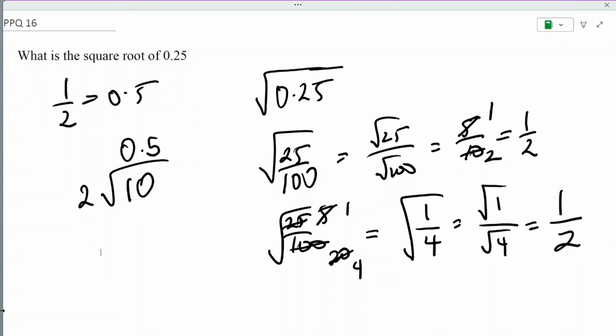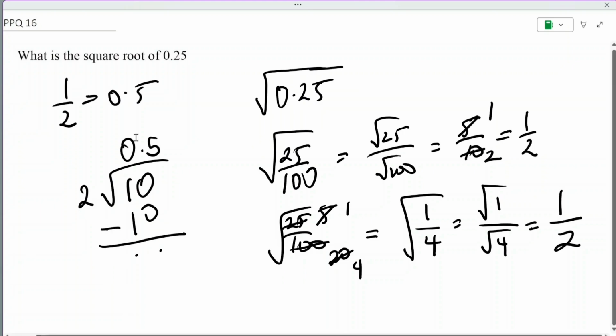2 times 5 is 10, so you write it below here. Then you subtract. 10 minus 10 will give you 0. So your result is 0.5. So the result of converting 1 over 2 to decimal is 0.5. Hope you understand.